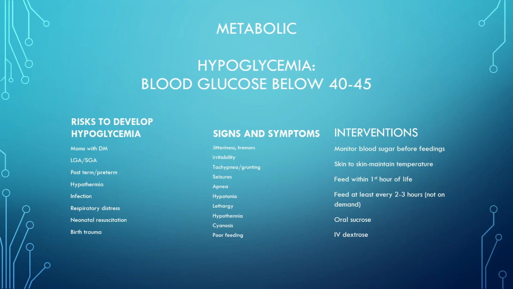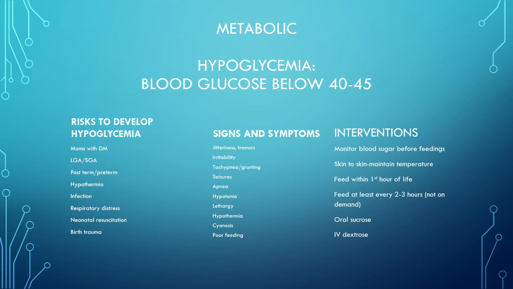So what are some signs and symptoms that would make you think that your baby is hypoglycemic? You might see them be jittery or have tremors. I'll show you what jitteriness looks like in class. They could be very irritable. They could have tachypnea or grunting. Again, there's our respiratory issues. They could have seizures. If their blood sugar gets too low, it could cause them to seize. Apnea, hypotonia, lethargy, hypothermia, cyanosis, and again, poor feeding.